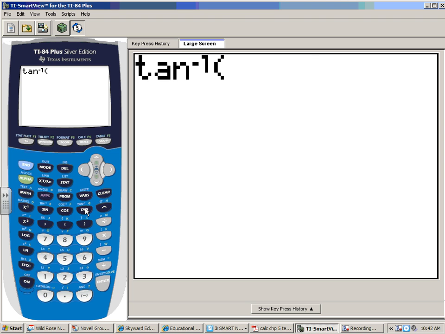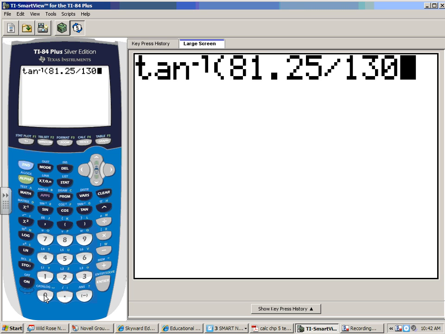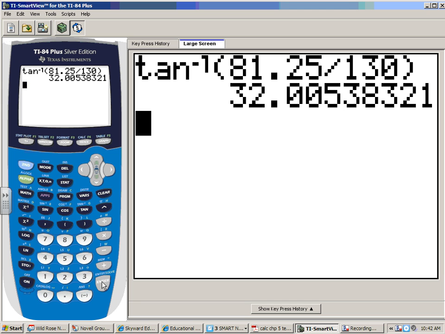So arctan 81.25 divided by 130. I'd say that's, if you round to the nearest tenth, I don't think this example says that, but it'd be what, 32? Pretty much dead even. Again, pretty impressive that the calculator can do that for you.